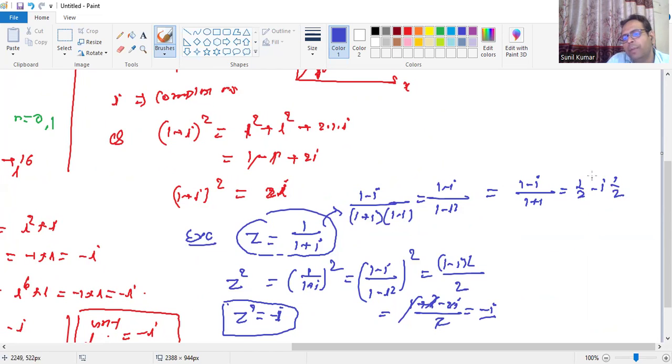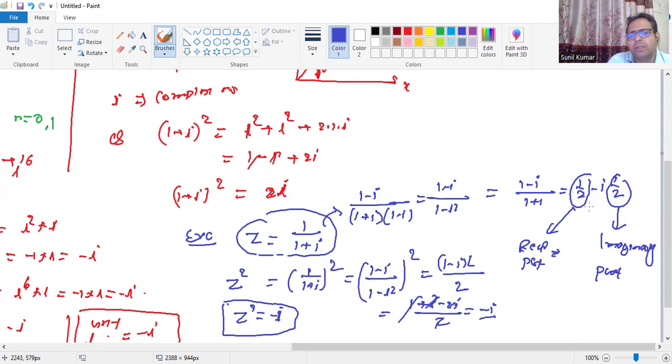Now this is the complex number form. Here we can say the real part is 1 by 2 and the imaginary part also is 1 by 2. So this way we can represent the complex number. In the next class, I'll start some more concepts here. Today I'm going to wind up this one.